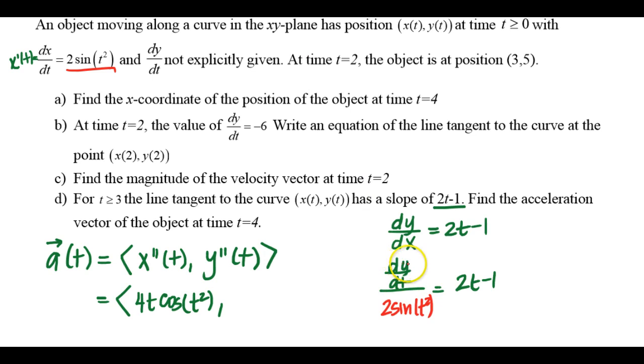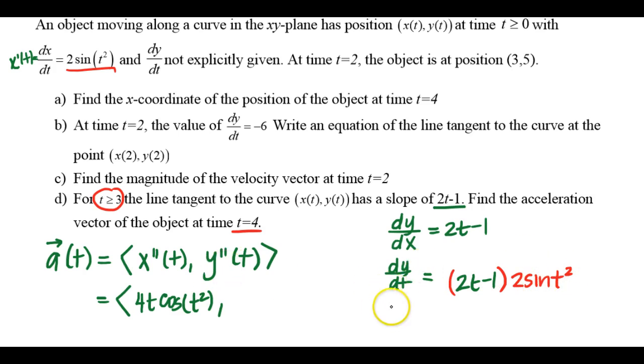So how am I going to isolate dy/dt? I'm going to multiply both sides by 2 sine of t squared. So I just found my dy/dt. Now this dy/dt is only applicable for t values greater than 3, but that's okay because I want the acceleration at time t equals 4. So I'm going to go ahead and erase the denominator here of dy/dt. So dy/dt equals 2t minus 1 times 2 sine of t squared.